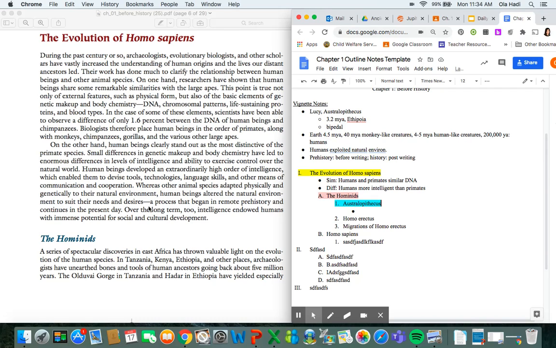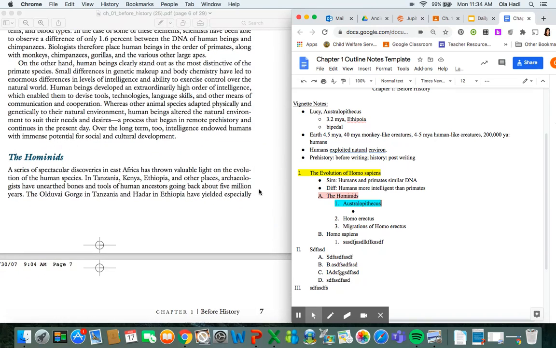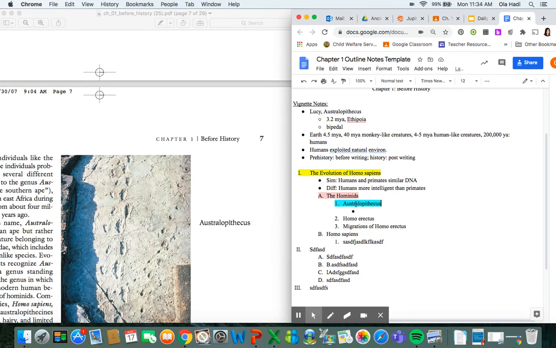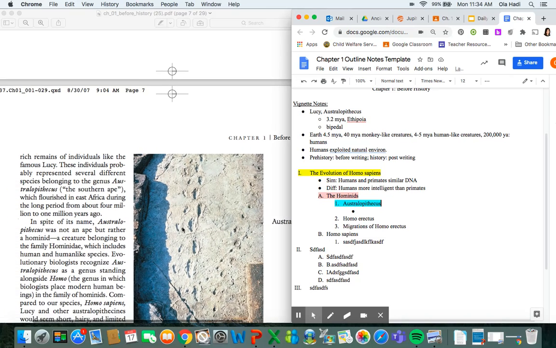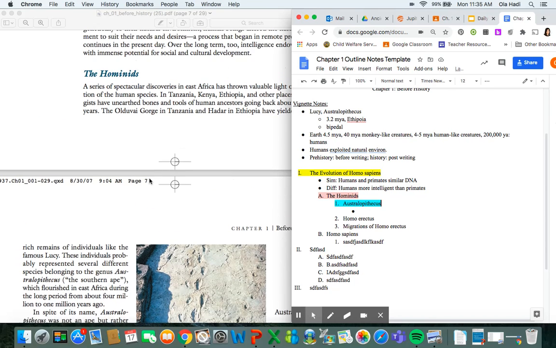Now, the last thing I said was that humans were more intelligent than primates, and we're going to pick up with this first subheading A, which we've indented, meaning there's space on the left, because hominids are underneath the bigger idea of the evolution of Homo sapiens. It's related. When we get to the marginal notes on the side, these will also be indented because Australopithecus is a type of hominid. Hominids relate to the evolution of Homo sapiens. That's why we do the outline. The more detailed information is to the right, and the bigger, main ideas are to the left.